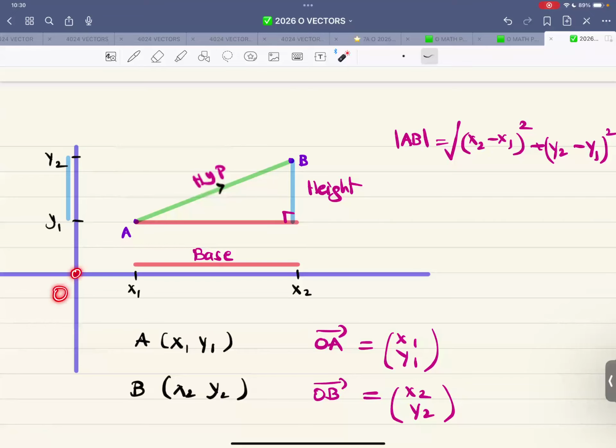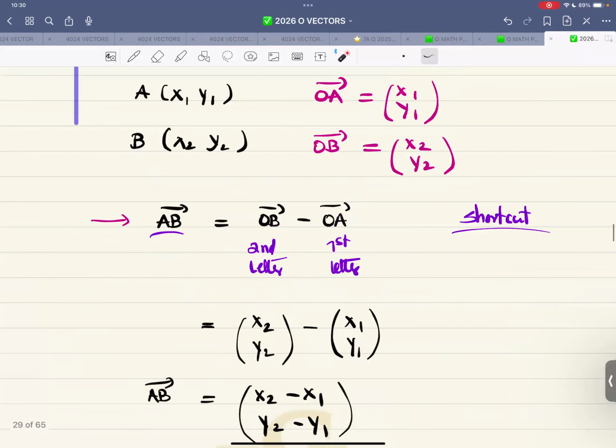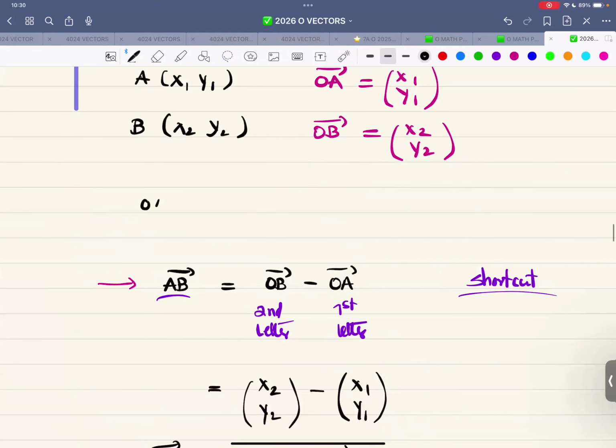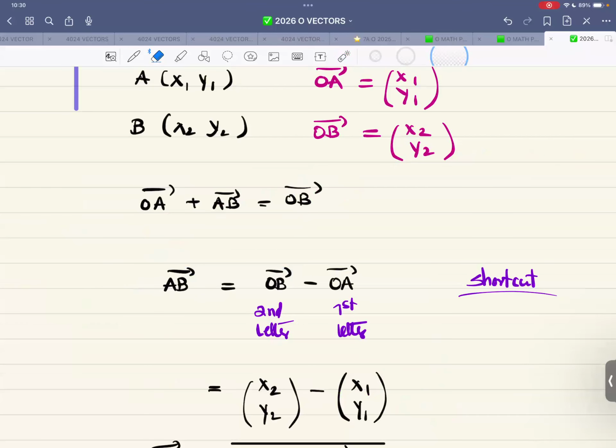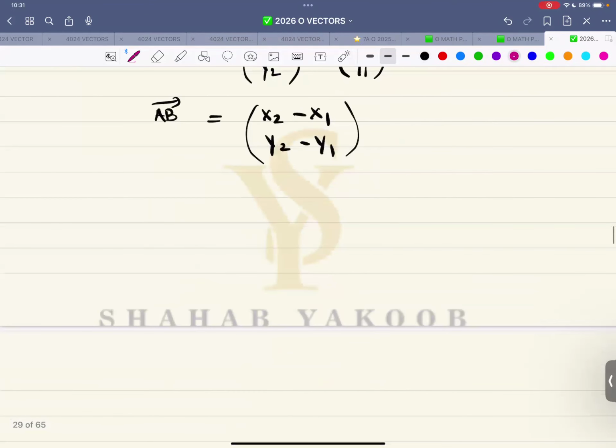Similarly, if you are going from origin till A, and then from A till B, what is the shortcut? The shortcut is OB. So I can originally write it like this, OA plus AB. That's the same thing as OB. Therefore, AB is OB minus OA, position vector of second letter minus position vector of first letter, and that is how you get it.